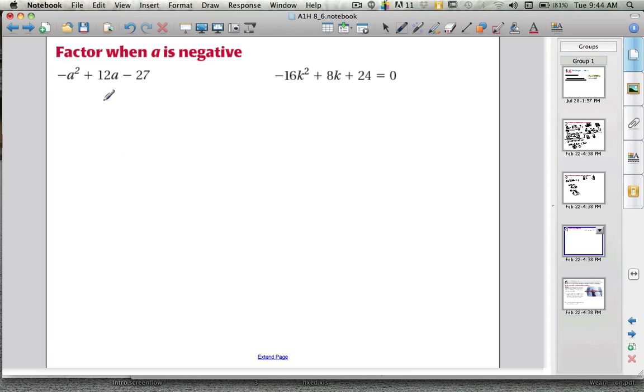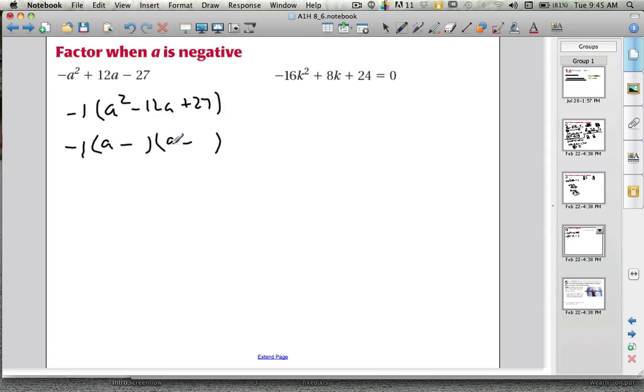Okay, another example here. What do I do when I've got a leading coefficient that's negative? The first thing I'm going to do is I'm going to factor a negative 1 out of everything. Right? So I'll have negative 1 times a squared minus 12a plus 27. Now this last sign is a plus. That means the signs are the same. And they're both going to be minuses.